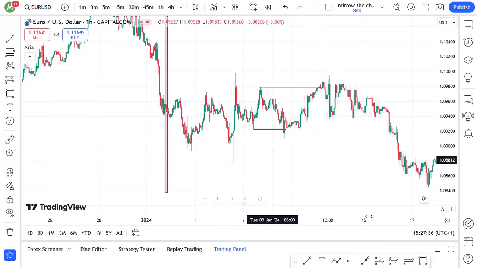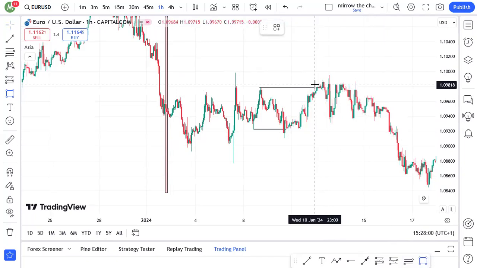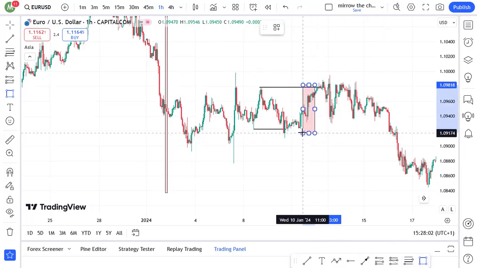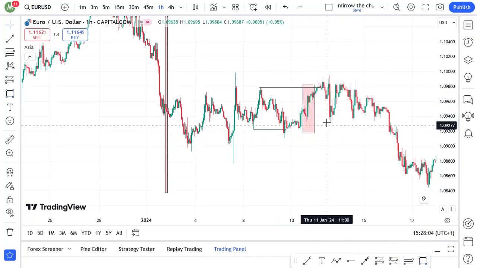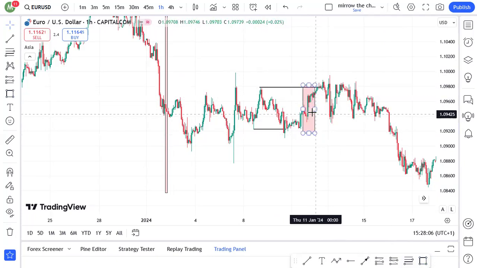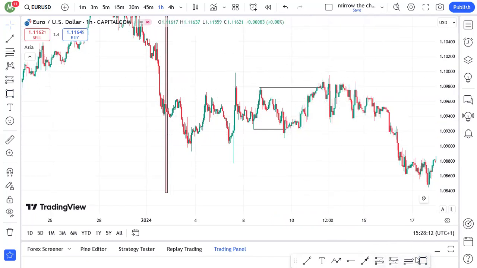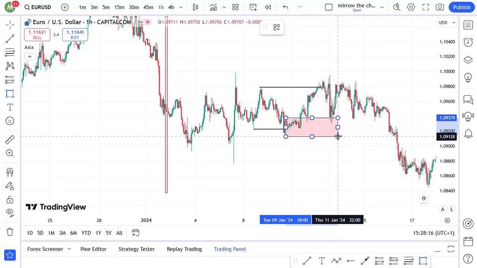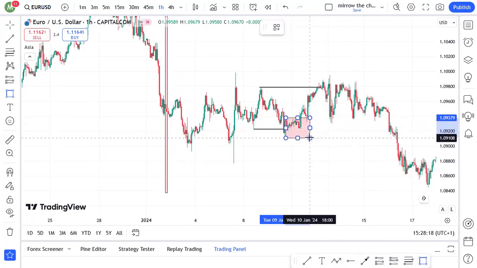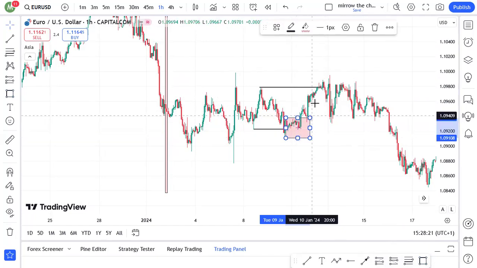Now, first of all, you have to know your range. This is your range. This is your range structure. Let me delete it. This is your range structure, number one. Number two, this is your POI, the guy that caused the break. This is the guy that caused the break of this structure. You understand?